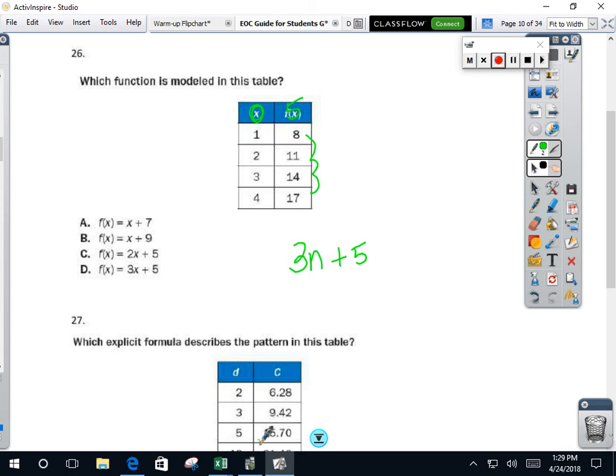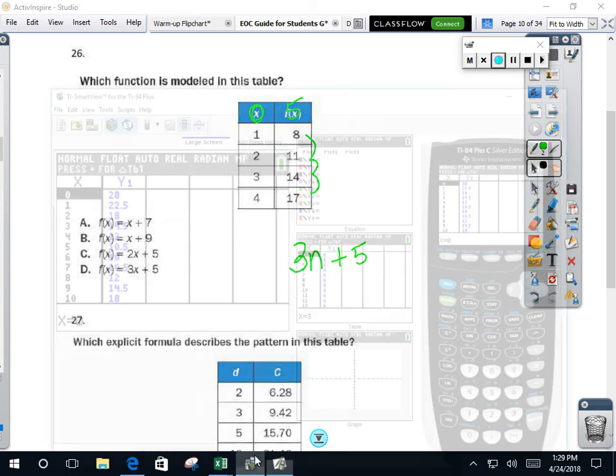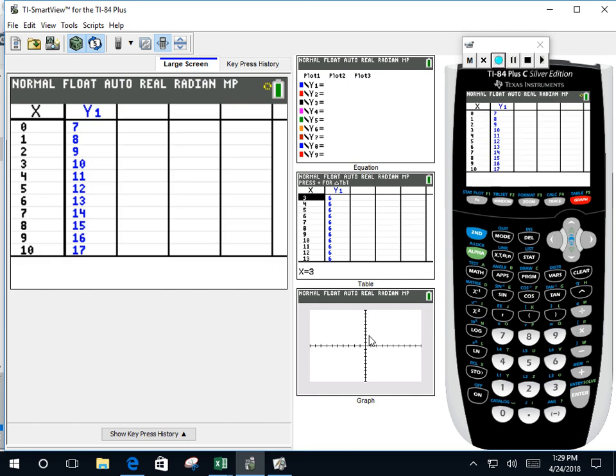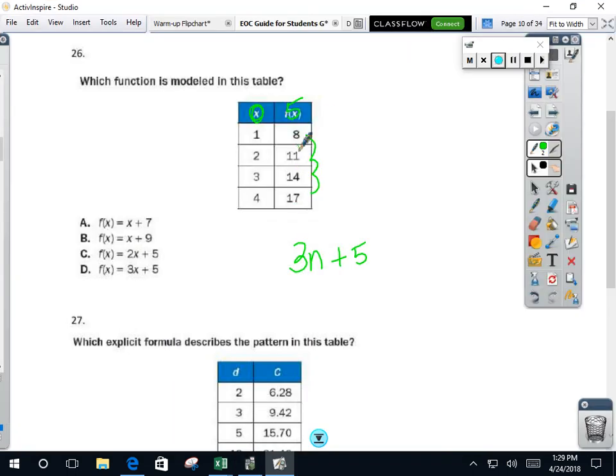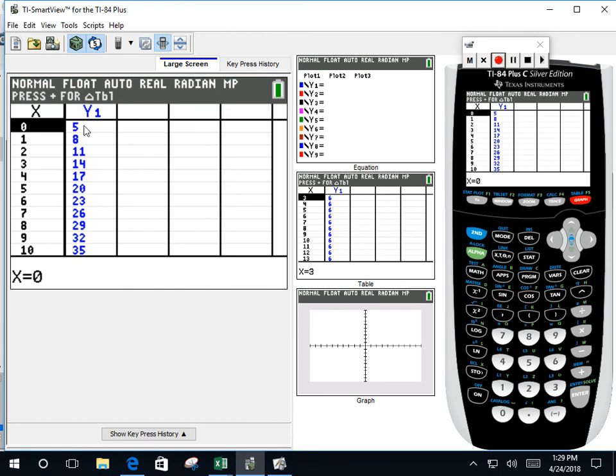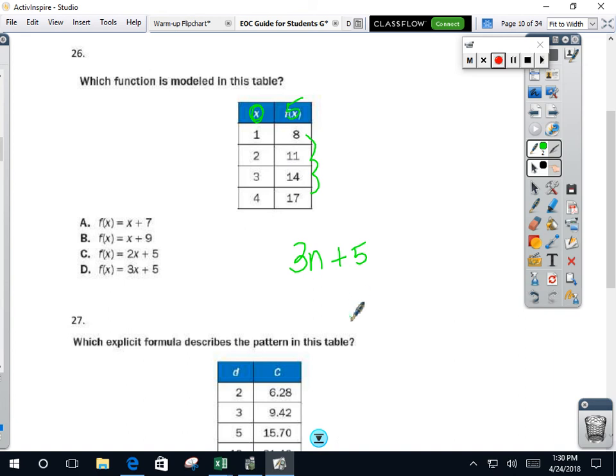I'm only going to graph a wrong one and the right one. So I'll graph A and I'll graph D. x plus 7. And I'm going to go straight to the table. Look. Here's the table for that. 7, 8, 9, 10, 11. Is that the table that we have? No. Now I'm going to graph D, 3x plus 5. Yes, it will be the same calculator. Is that the table we have? 1, 8, 2, 11, 3, 14. So see?